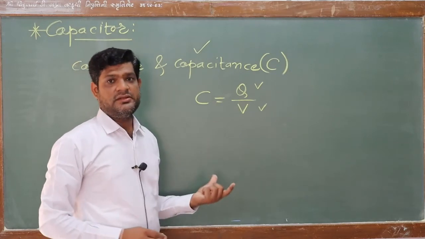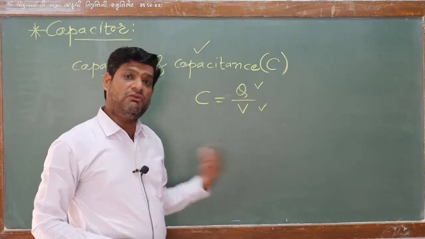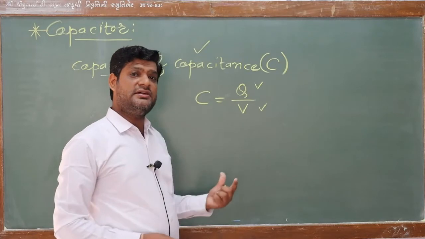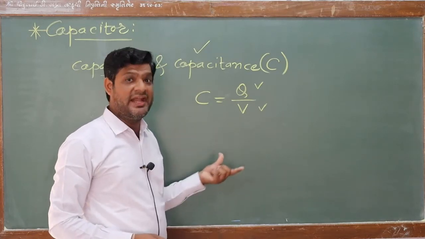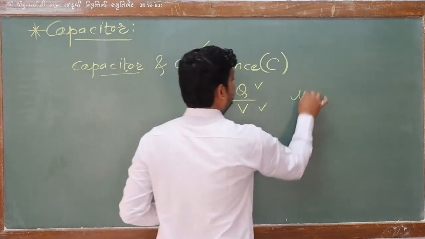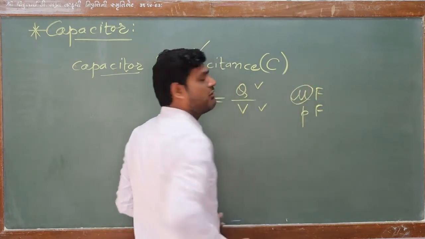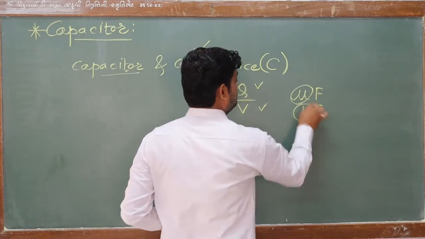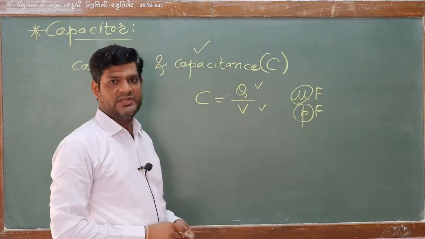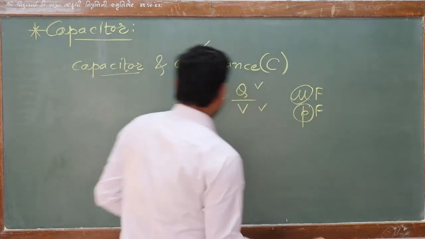Capacitance is measured in microfarad and picofarad. So farad is the unit of capacitance. Farad, microfarad, right? Picofarad. Micro means 10 to the power minus 6. Pico means 10 to the power minus 12, right? That we know.